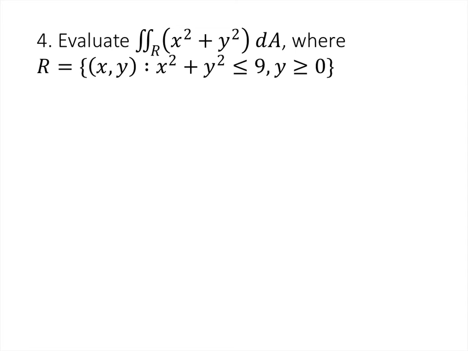Now when we look at this setup, we want to just evaluate a double integral, and at first glance, this doesn't look like a polar coordinates type of problem. But if we graph this region, we want to know where x squared plus y squared is less than or equal to 9. Well, if x squared plus y squared is equal to 9, what we get is a circle of radius 3 centered at the origin. And we're also told that we want y to be greater than or equal to 0, so that means we're just looking at the upper half of this circle.